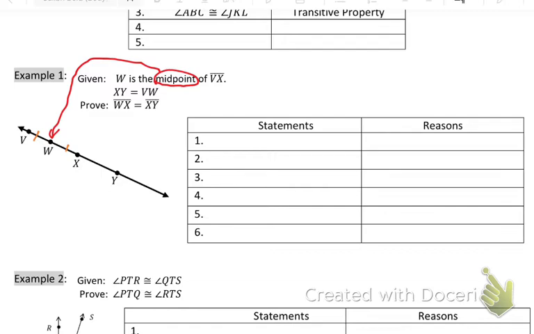So I'm going to go down here and write that given down first before I even look at anything else. So I have W is the midpoint of VX. What's the reason for that? Given. Thank you, one person that knew that was the given. Given is always your first step. If you get that wrong on the test, I don't know what I'm doing. You better get that given right.